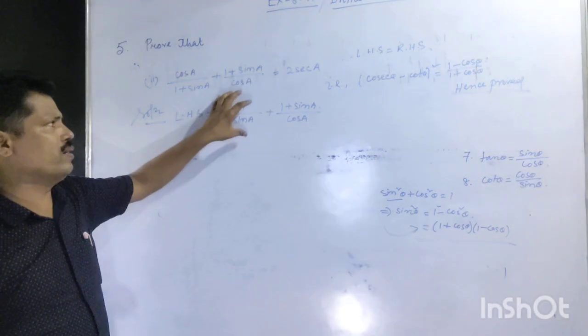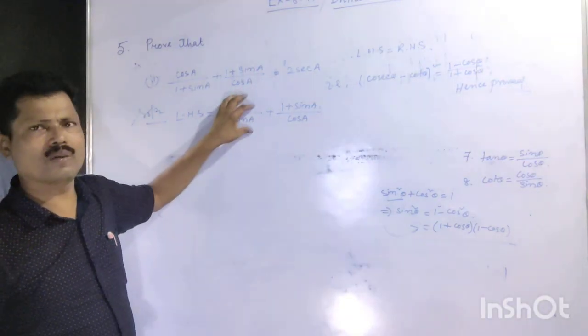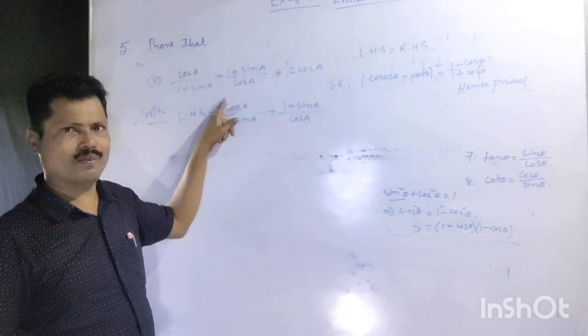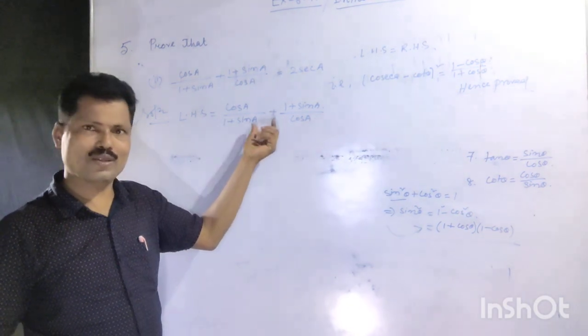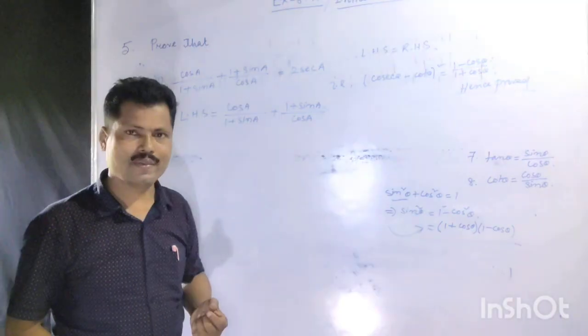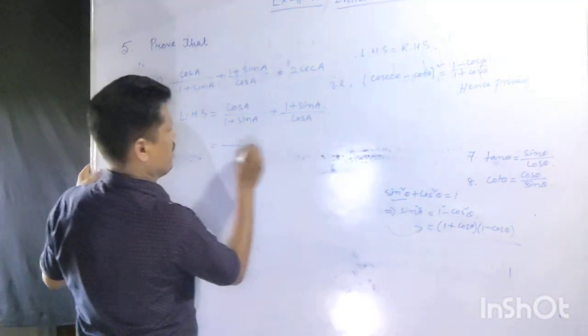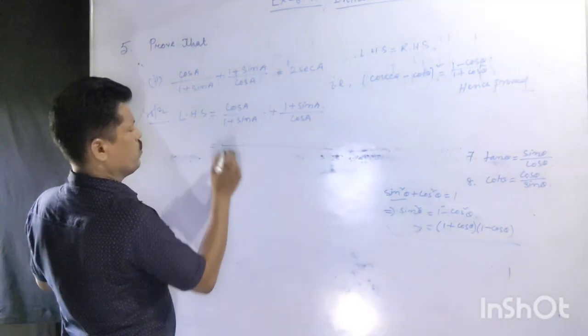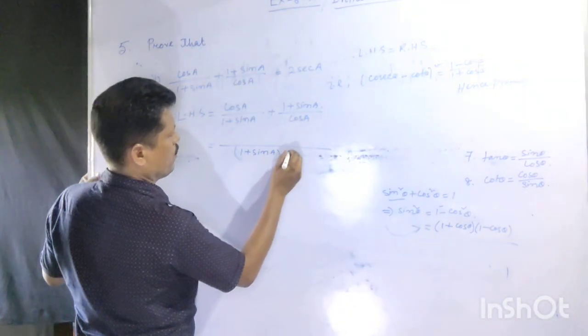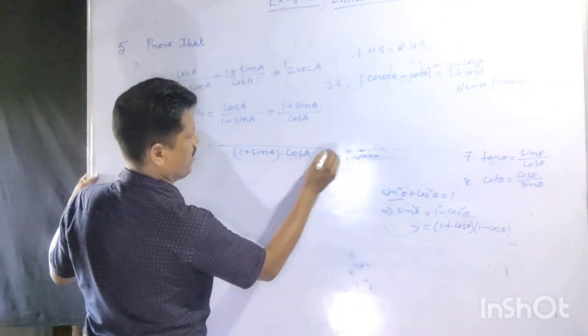So in this part, two terms are there, the first part and the second part. In these cases they have fractions with a plus between them. In the case of fractions, if they have plus or minus, then we have to take the LCM. So now we have to take the LCM of these two parts. So (1 plus sin A) into cos A will be the LCM.